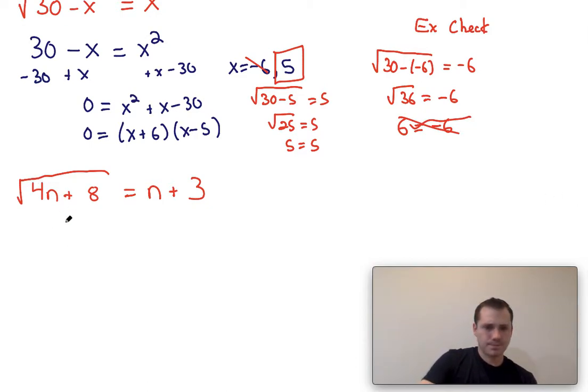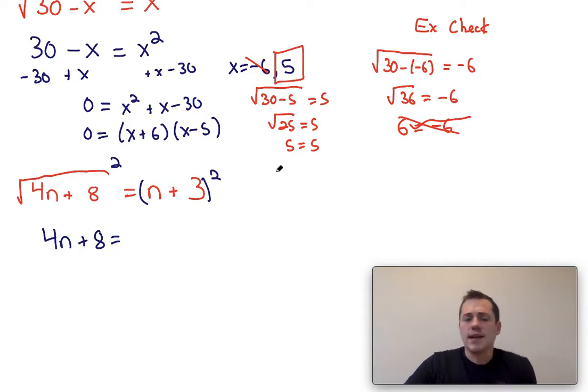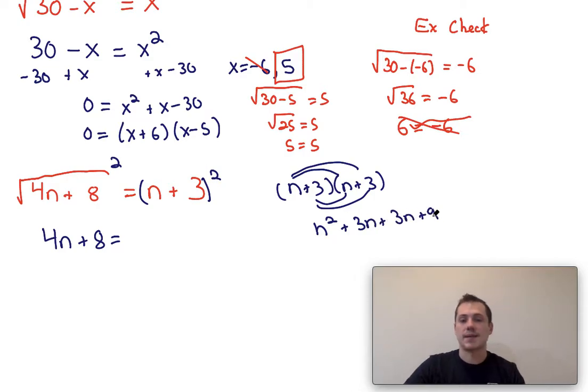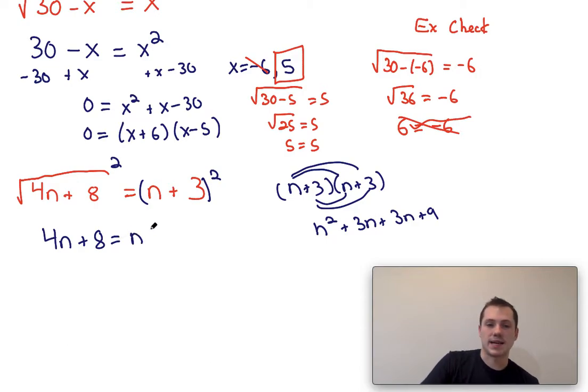This example, once again, we have a radical. So we're just going to square both sides to get rid of it. On the left side, it's simply going to cancel out. But on the right side, n plus 3 squared is not n squared plus 3 squared. Do not make that mistake. Rather, it's n plus 3 times n plus 3. So we're going to go ahead and FOIL. And when we do, we'll end up with n squared plus 3n plus 3n plus 9, which is n squared plus 6n plus 9.